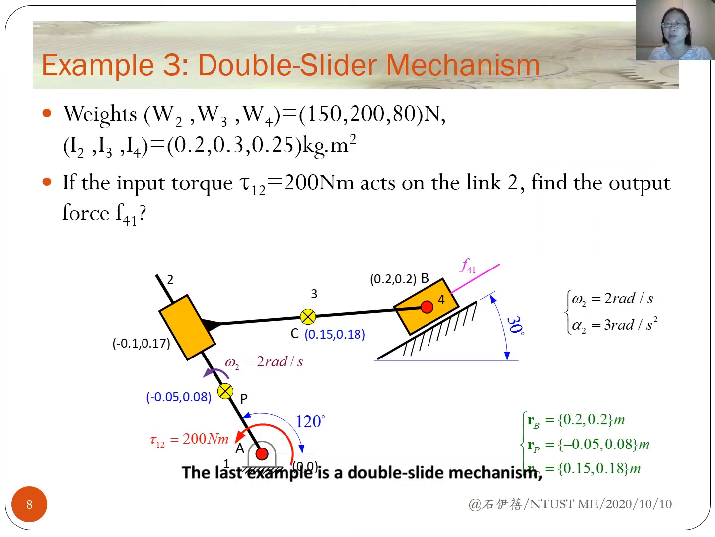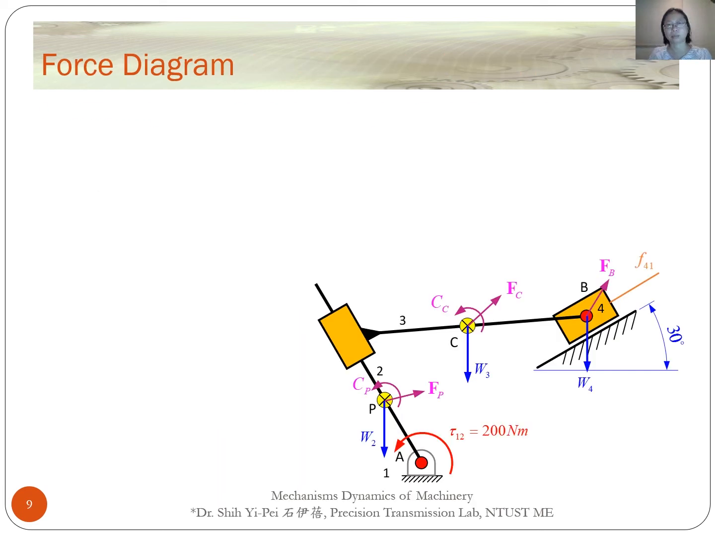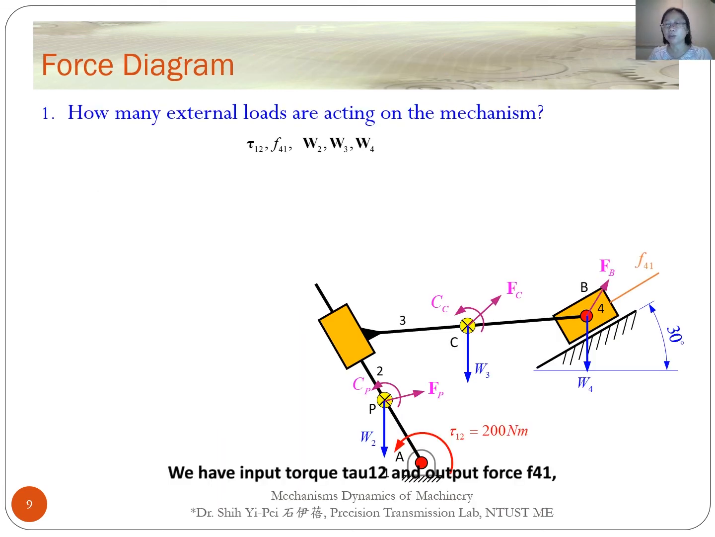The last example is a double slider mechanism. Again, according to the given parameters, we do a kinematic analysis to get the velocities and the accelerations which we are concerned with. In this case, we need to find output force F41. We have input torque tau12 and output force F41 and the weights W2, W3, and W4. Here, the output force F41 is unknown.